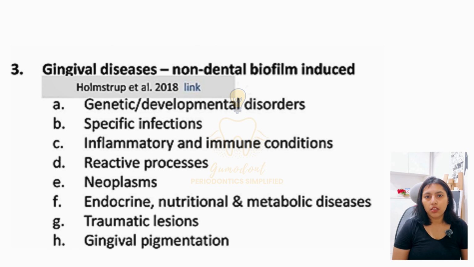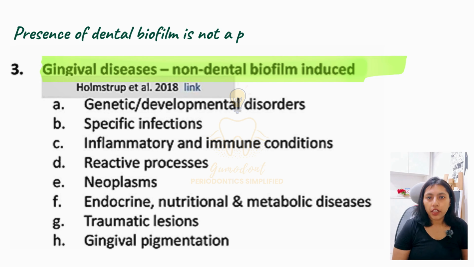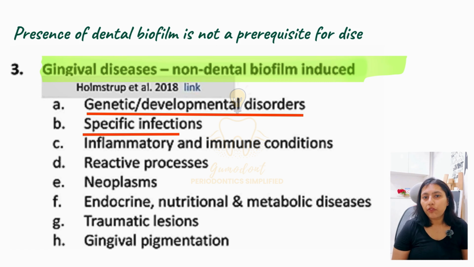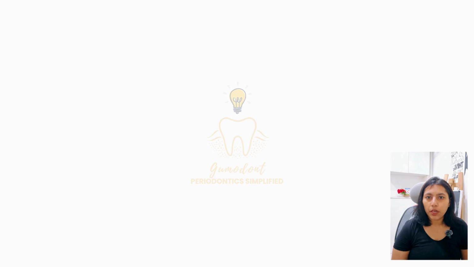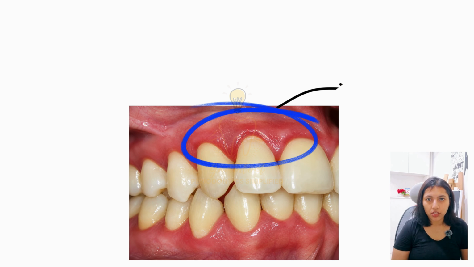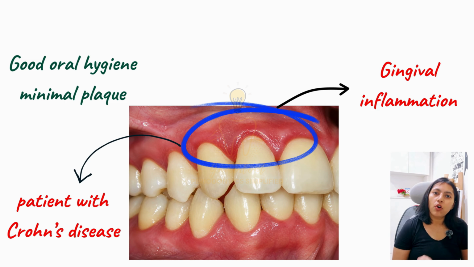Now the third category is gingival diseases not induced by dental biofilm. Here the cause is not plaque. These include conditions like genetic disorders, specific infections, immune-mediated diseases, reactive lesions, neoplasms, systemic conditions, and trauma. So the approach here is completely different. If you see gingival changes, but oral hygiene is good and the presentation is unusual, you should think beyond plaque, because not all gingival diseases are plaque-induced.